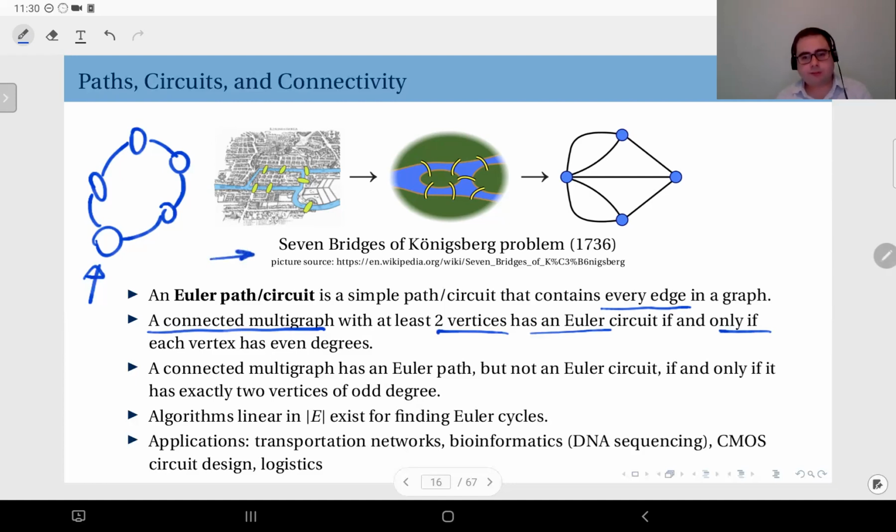7 bridges of Königsberg problem. It dates back to the 18th century, actually, and this is a town in that time, and there is a river passing through this town, and there are 7 bridges on this river connecting the parts of the town to each other, and people were wondering whether it is possible to pass through every bridge and end up where you started.